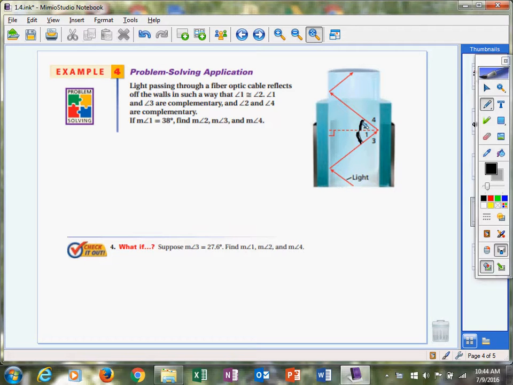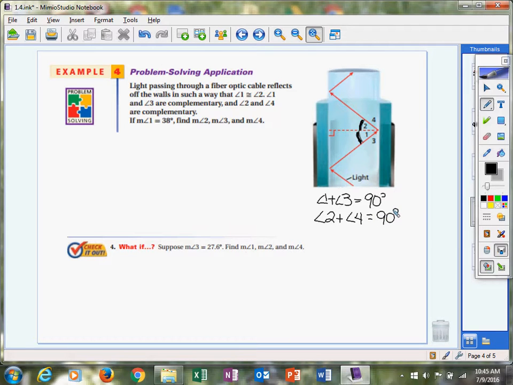So if you know angle 1, you know the measure of angle 2, and vice versa. If you're given angle 2, then you know angle 1's measure, because they're telling us that these angles are equal. Angle 1 and angle 3 are complementary. So if I add angle 1 plus angle 3, that's going to equal 90 degrees. So I already know that they're complementary, and the same thing is also true with angles 2 and 4. When you add those together, they are complementary as well.